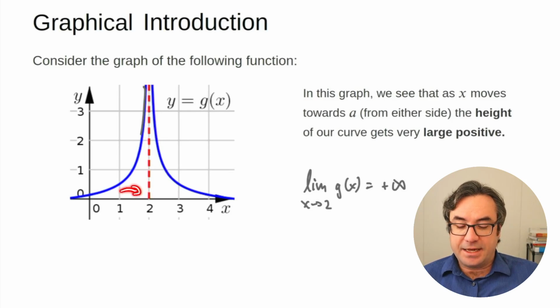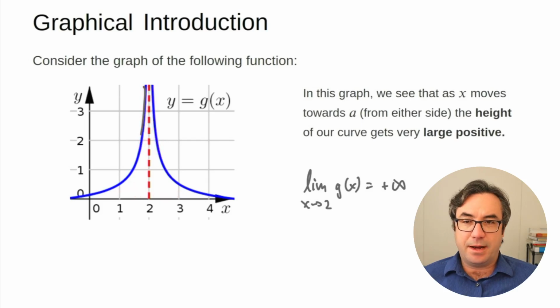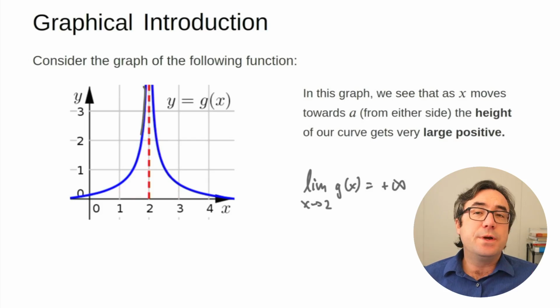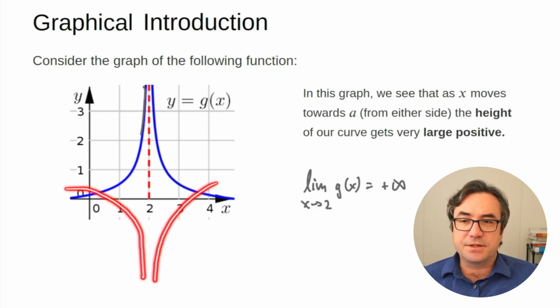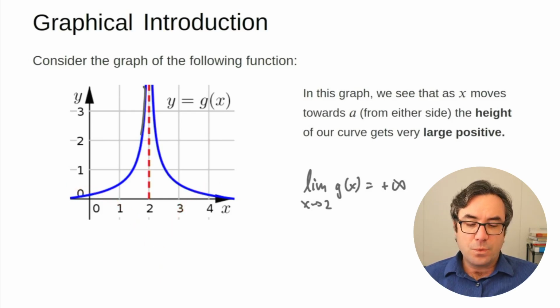So on the left side it's going up and up and up, and then on the right side, the graph is going up and up and up. So we can have something like this where it's large positive. We can also have large negative. So we might have something where the function is going down like this, going to minus infinity.